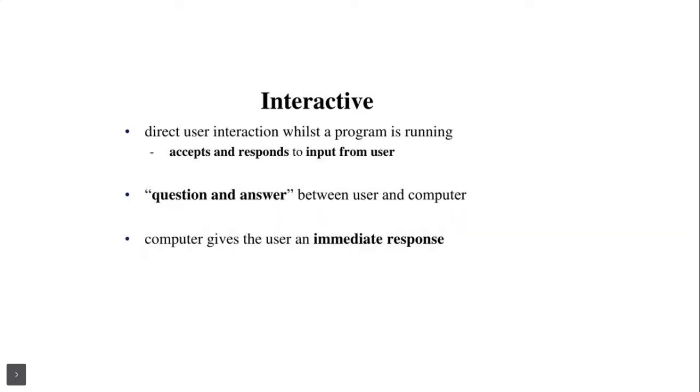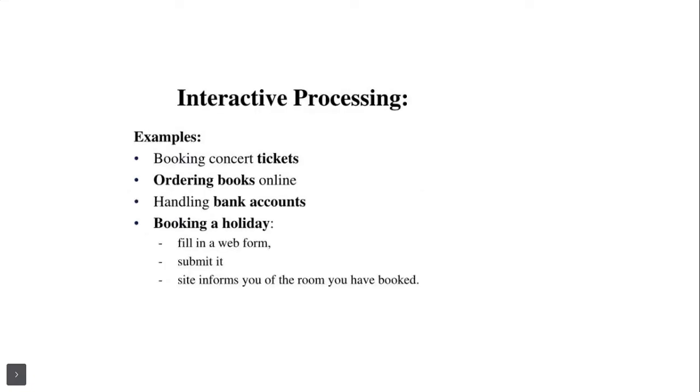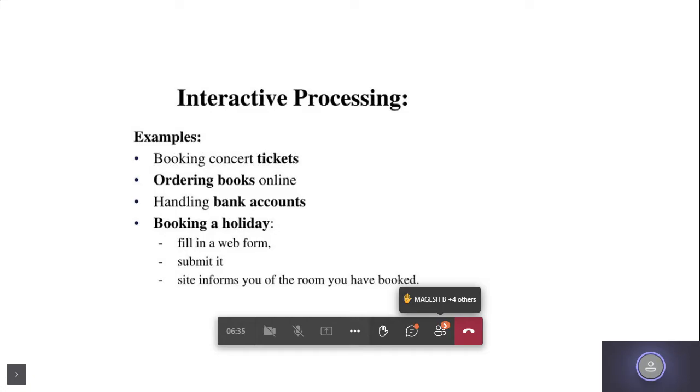So how many units you want, according to that it will calculate the amount and direct you to pay the amount. If your PIN number is wrong or you do not have any balance, it won't allow you to submit. So that is the interactive operating system. A computer that gives you an immediate response is called an interactive system. Some examples of interactive processing are booking concert tickets, ordering books online, and handling bank accounts.